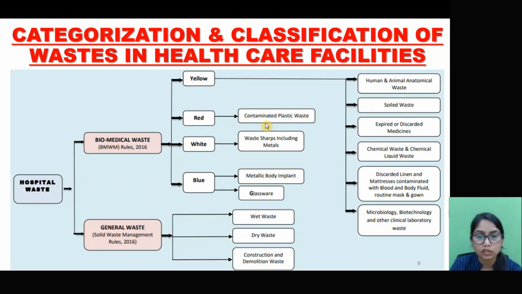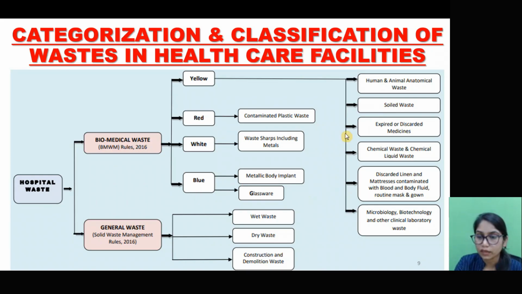Now, coming on the red one, in the red one there is the contaminated plastic waste. Whatever the waste is contaminated, it will be in the red one. And in the white one, there is the waste sharps, including metals. So these will be coming in the white, where the sharps and metals will go. And the blue one, there is the metallic body implant, right? And the glassware. So glassware and metallic body implant will be coming in the blue one.